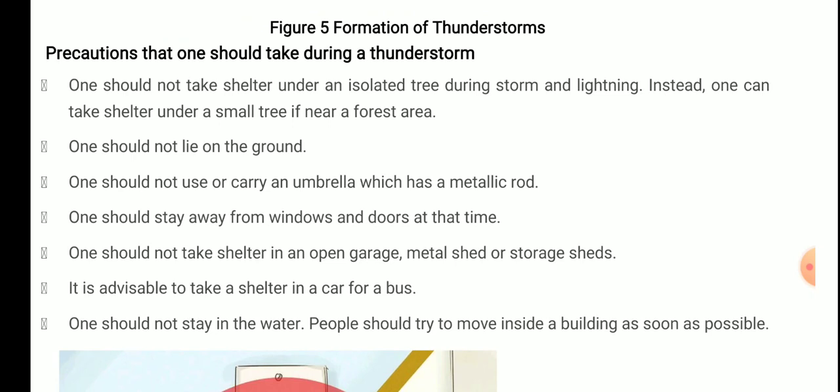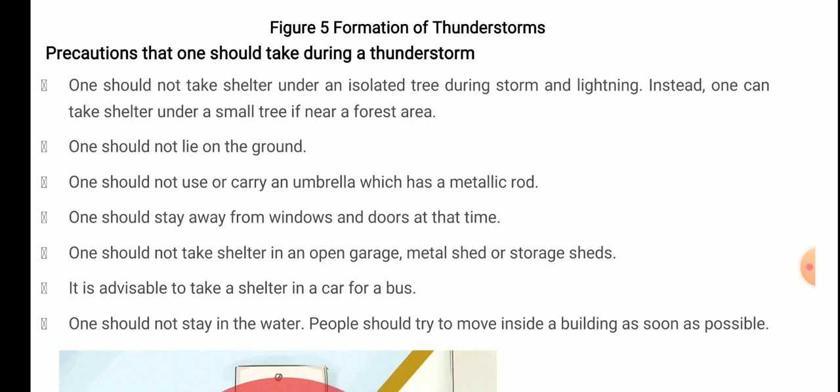And why is it said that one should not lie on the ground? Because, as you have seen, sometimes lightning may fall on the ground. One should not take shelter under an isolated tree during storm and lightning. Instead, one can take shelter under a small tree, because big isolated trees, meaning a single tree in a very large area, like a banyan tree or a peepal tree, are large enough and very prone to lightning strikes. So these are certain precautions.